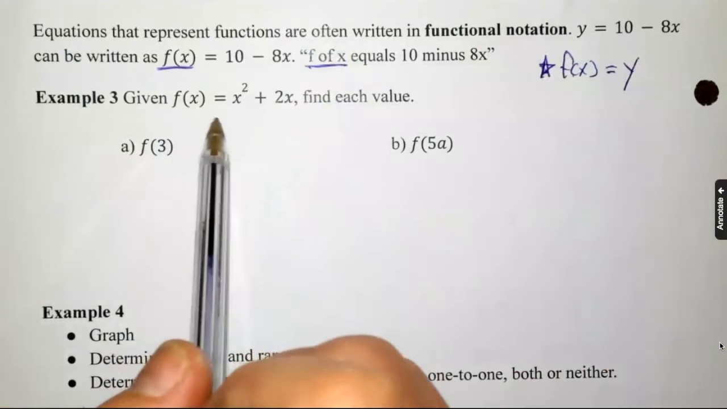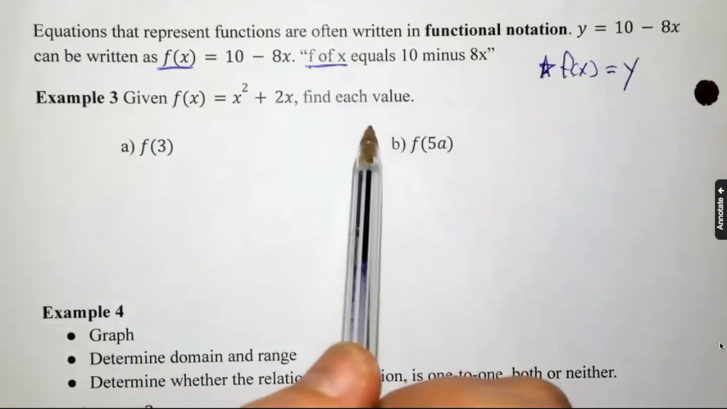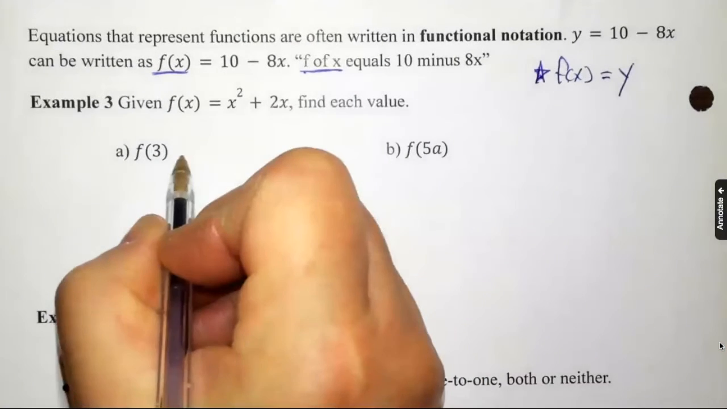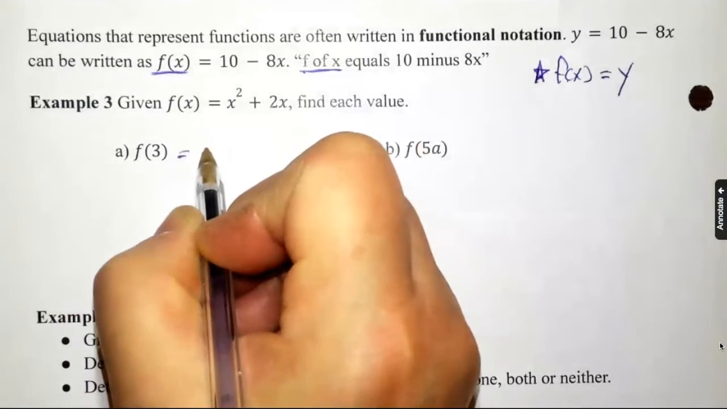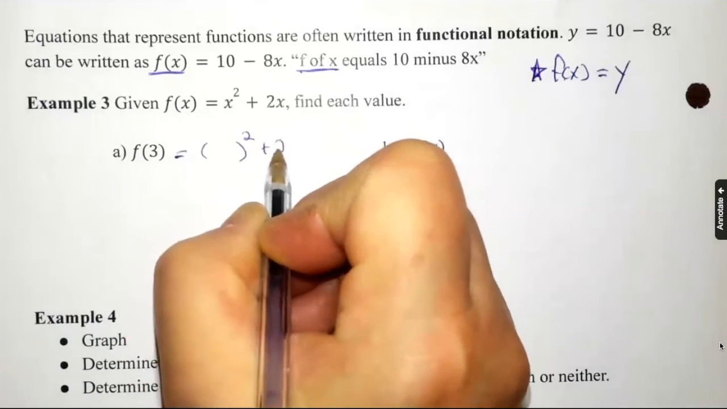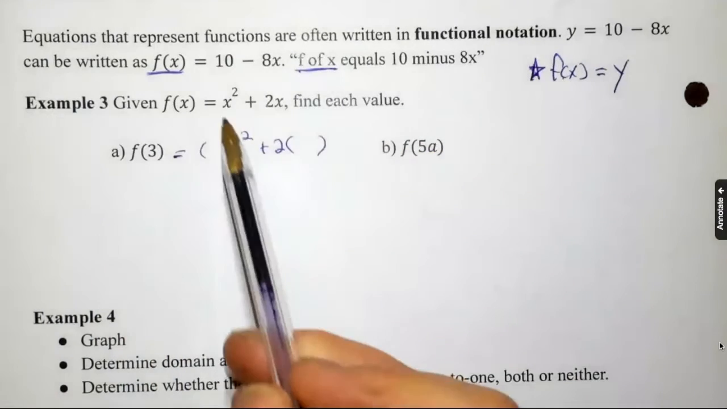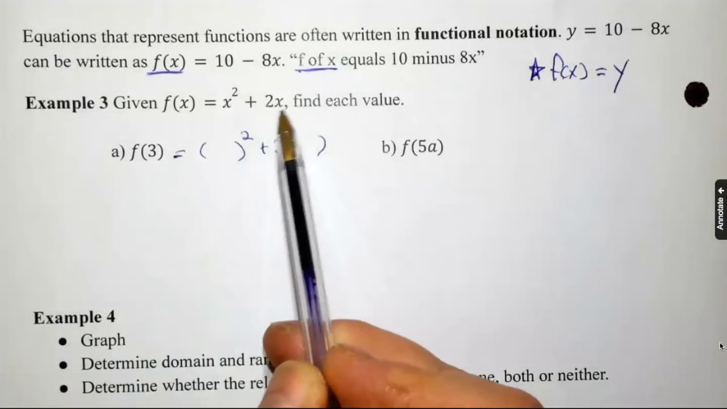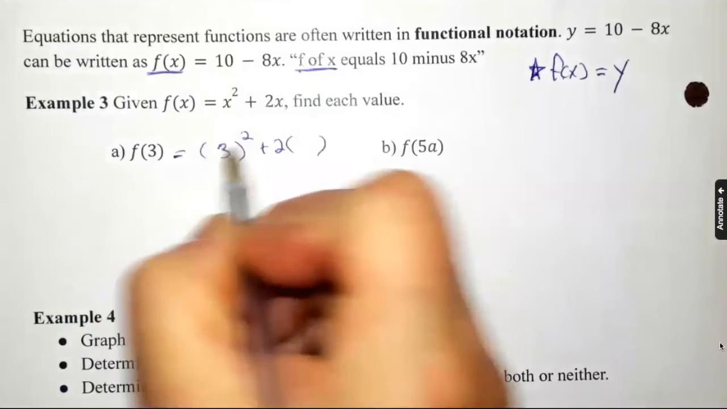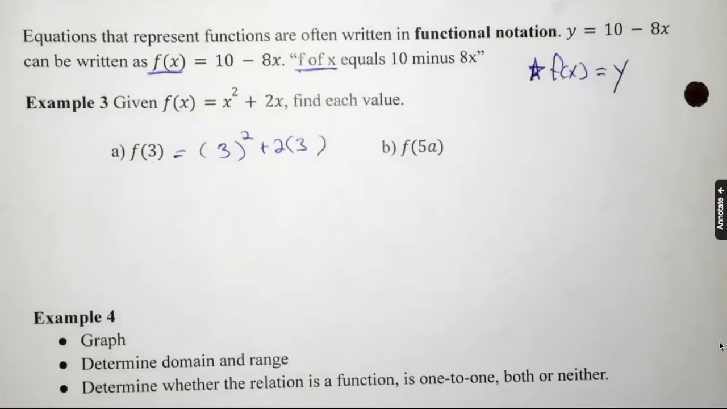Example three. Given f of x equals x squared plus 2x, find each value. I want to know about f of 3. F of 3 means that I am going to be substituting in 3 for any x. I have x being squared and then 2 times x. What is x going to be? 3. I'm substituting in 3 for all the x's. And now we need to simplify.